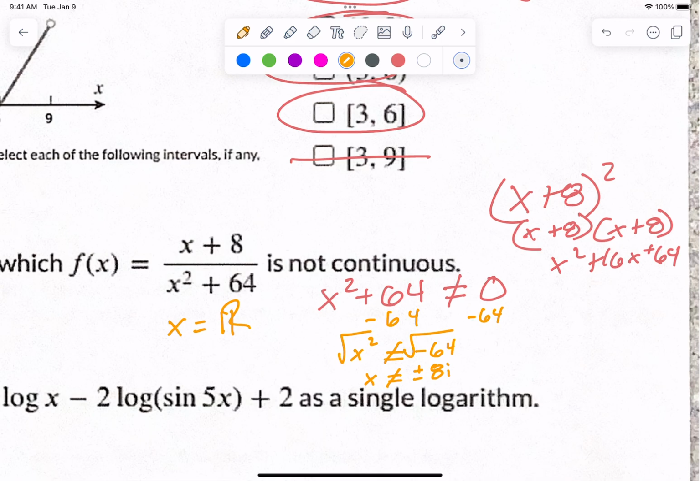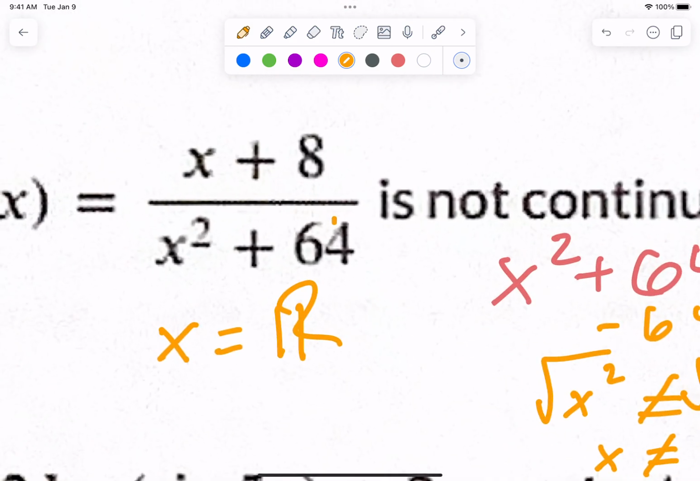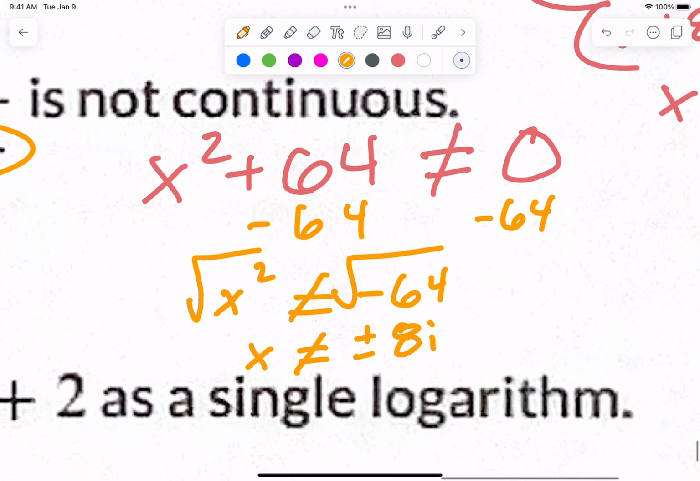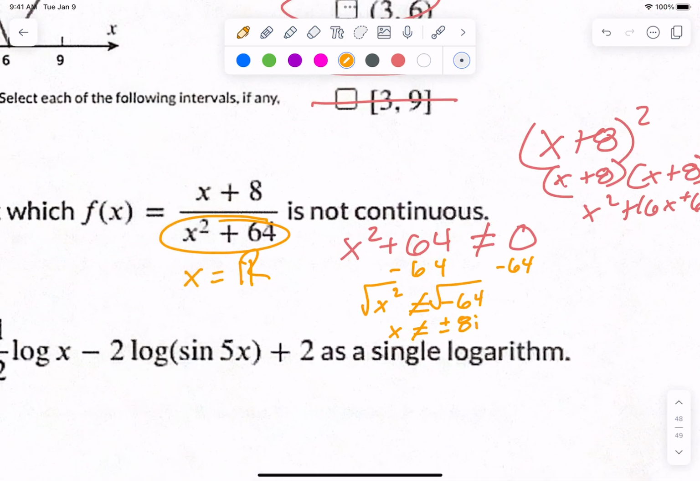Does that make sense? Because you will never end up with 0 in the denominator if you're adding a number to a square. If you don't understand why this can't be all reals, just think of it in terms of how you would solve it normally. You don't have to have that there. This is just the justification for it. Okay, make sense?